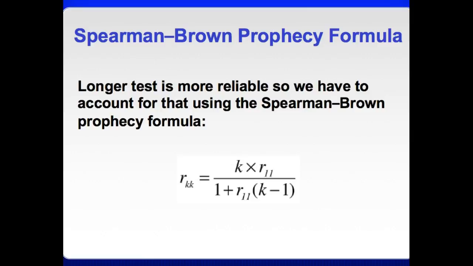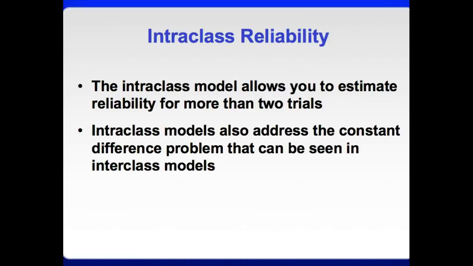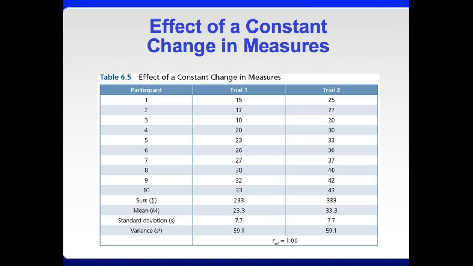Spearman-Brown prophecy formula. A longer test is more reliable, so we have to account for that using the Spearman-Brown prophecy formula. Intraclass reliability. The intraclass model allows you to estimate reliability for more than two trials. Intraclass models also address the constant difference problem that can be seen in interclass models. Effect of a constant change in measures.